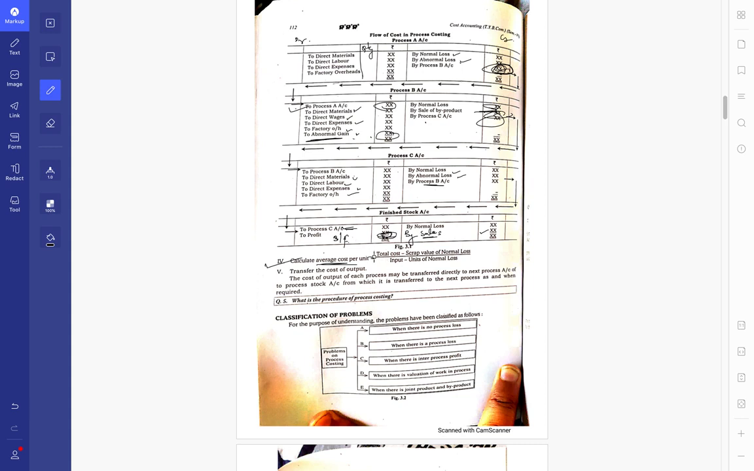So that will be the total cost, that is the debit side total cost, minus, you need to exclude abnormal gain while calculating your total cost. Alright. So that would be your process A materials, direct wages, direct expenses, and factory overheads. Adding them all up, that would be your total cost minus scrap value of normal loss. So what is the scrap value of normal loss?